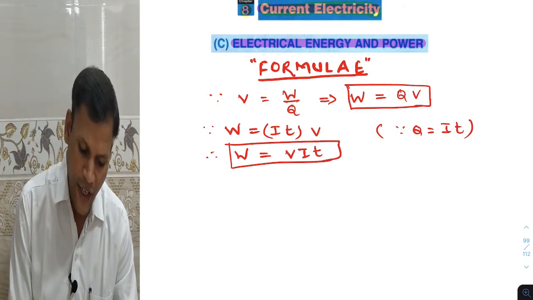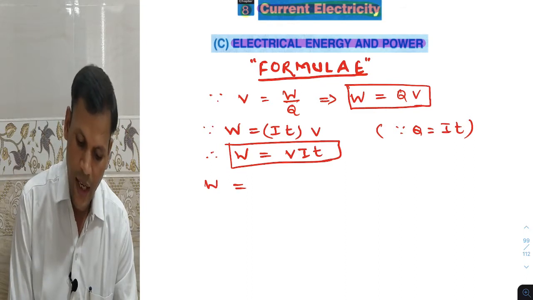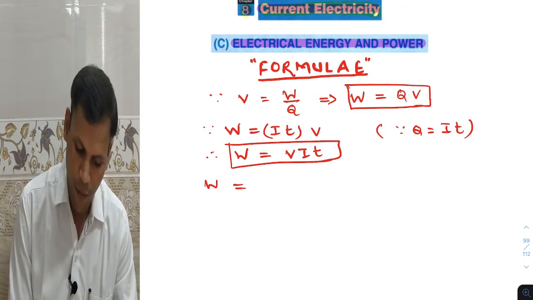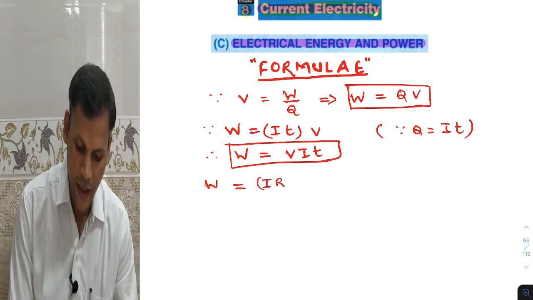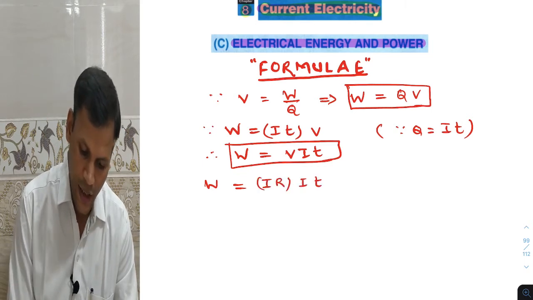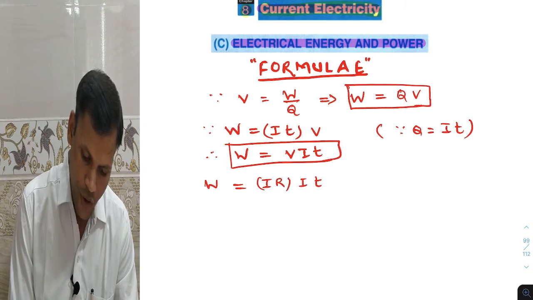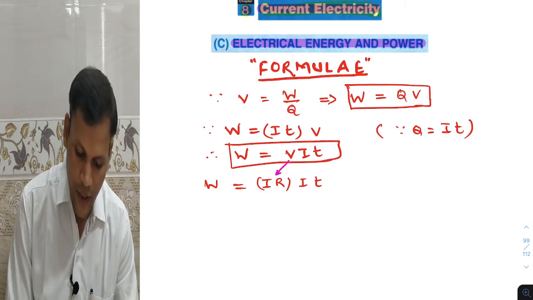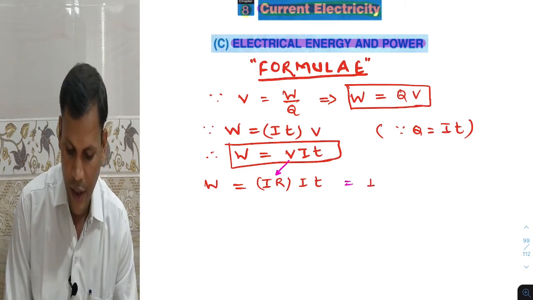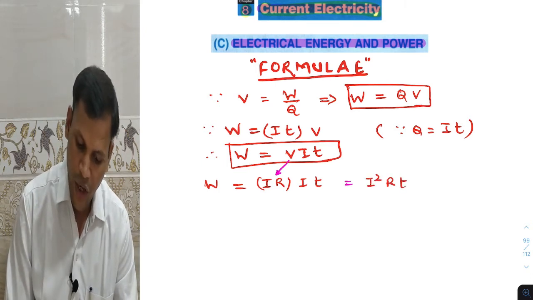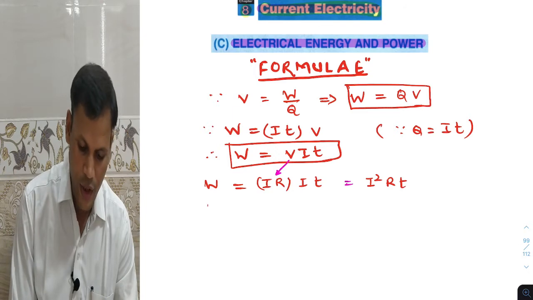Other form we can write: W is equal to, V के जगह अभी हम लोग IR डाल दें इस फार्मूले में. Instead of V we can substitute IR into IT, since V is equal to IR. So it becomes I square RT. So another formula we get, W is equal to I square RT.